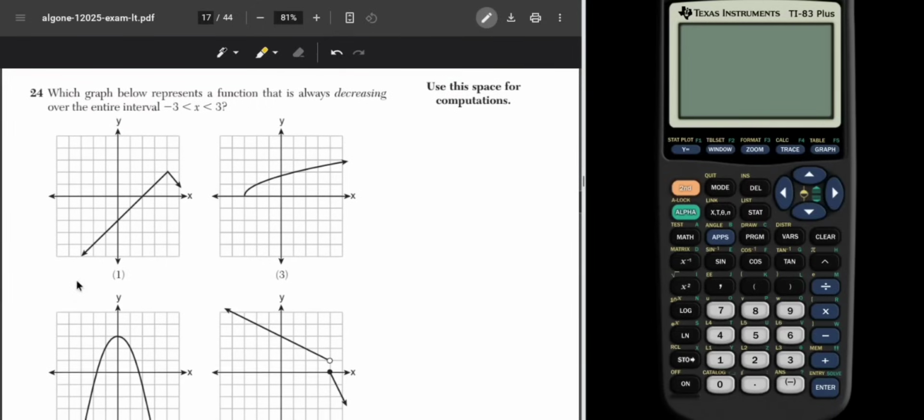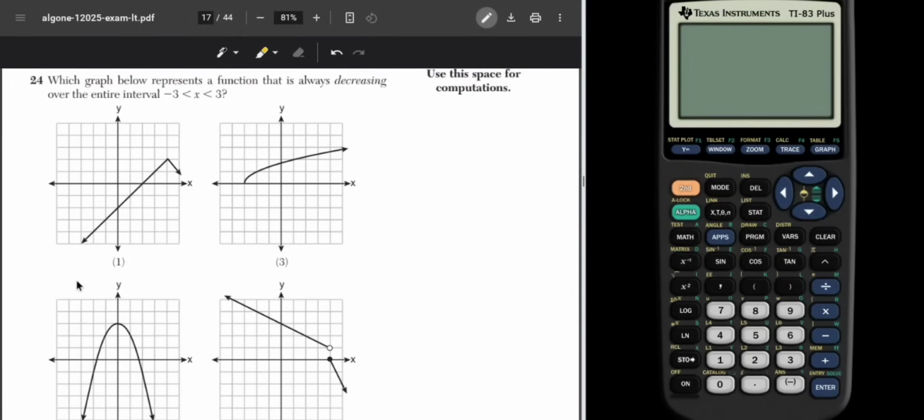Question number 24, the last question on the multiple choice. Which graph below represents a function that is always decreasing over the entire interval -3 is less than x, but x is less than 3? Examine every single graph. Graph number 1: -3 is right here, and 3 is right here. Through this entire interval, the function is increasing. So that's a no.